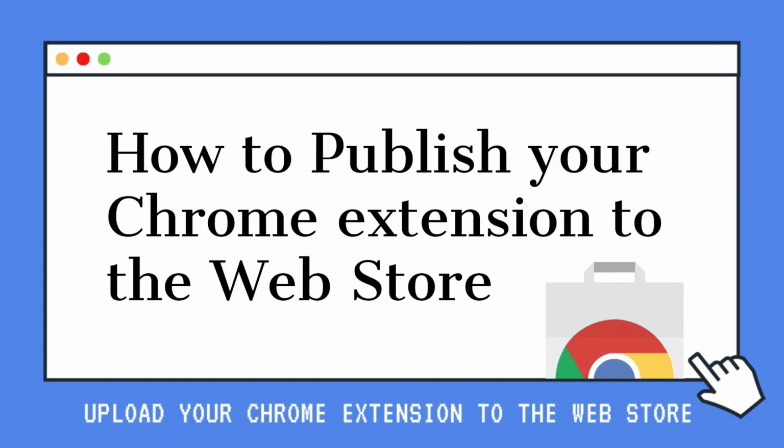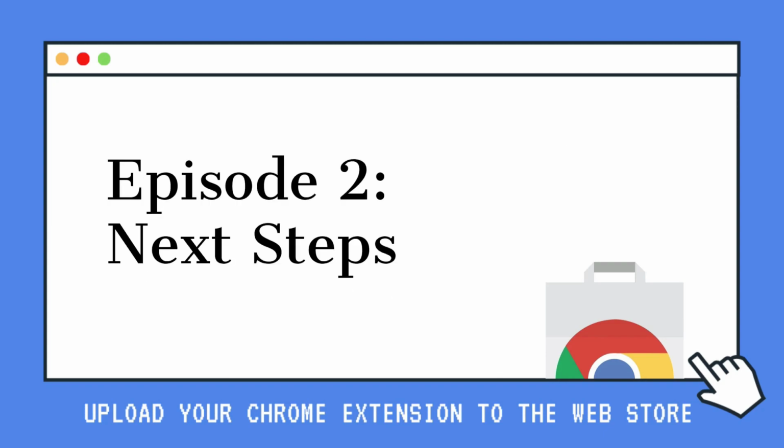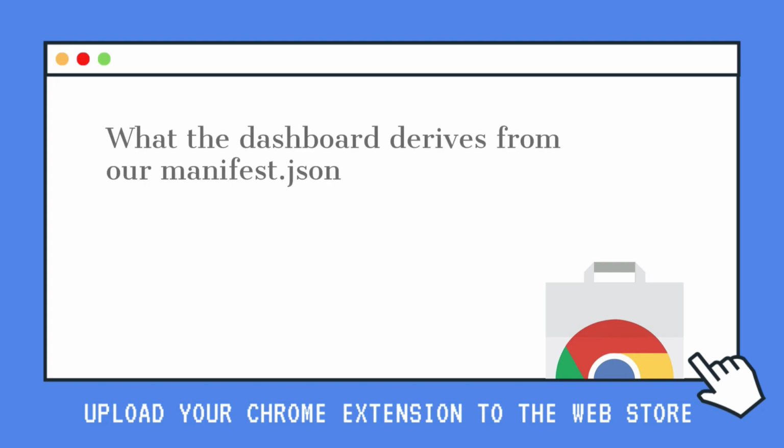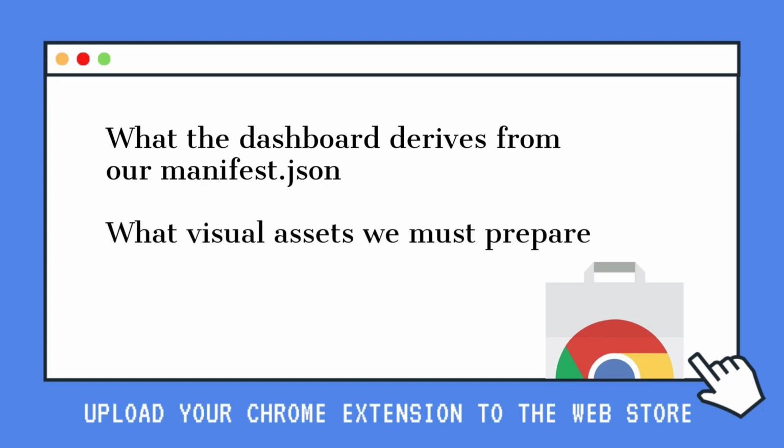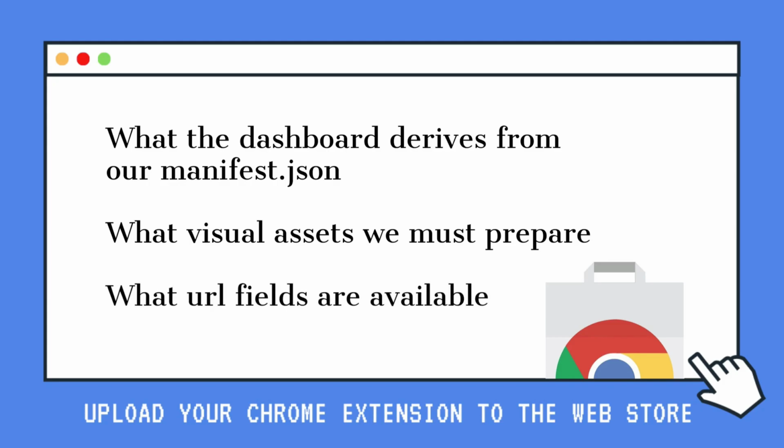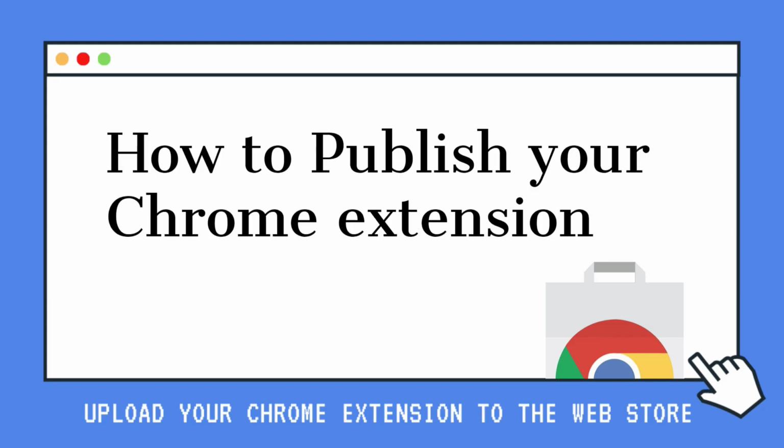Well, that's it for this episode. On the next video, we will talk about the next steps. We will talk about what the dashboard derives from our manifest JSON file, what visual assets we must prepare, and what URL fields are available.